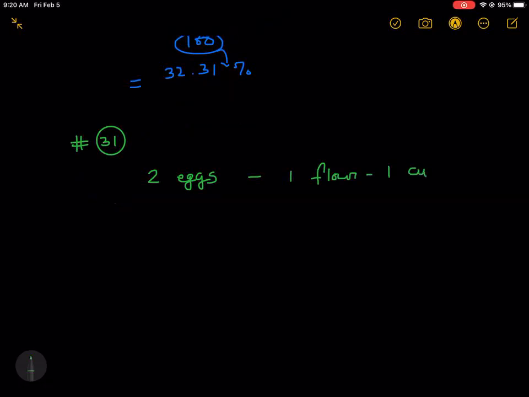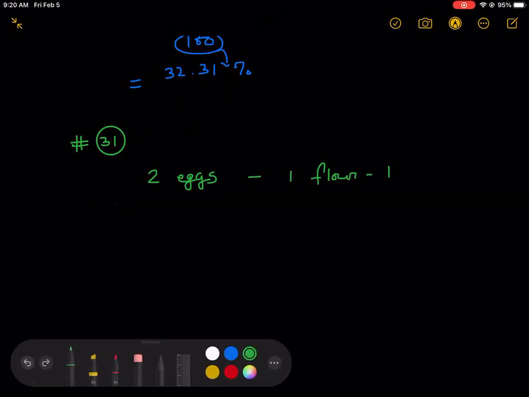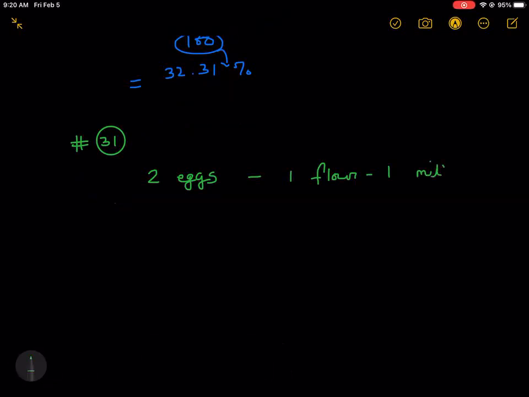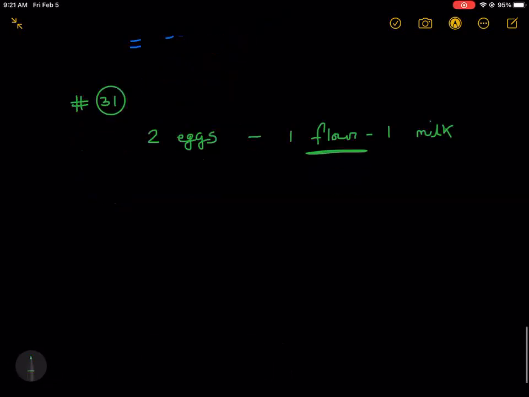Oh, sorry. This is what it needs. My question is, how much flour would be required if I use 5 eggs instead of 2? So these are the informations we have. And now we need to set this up. What should we do?